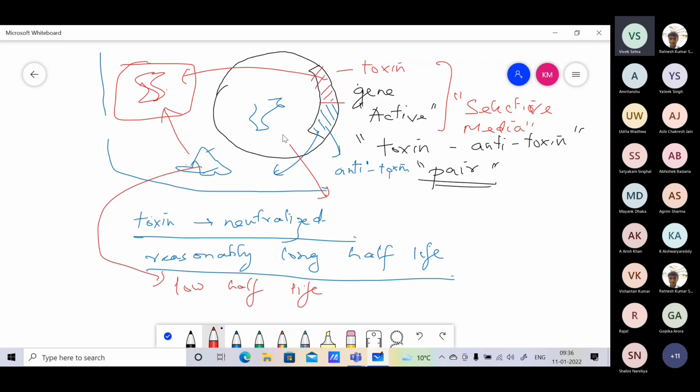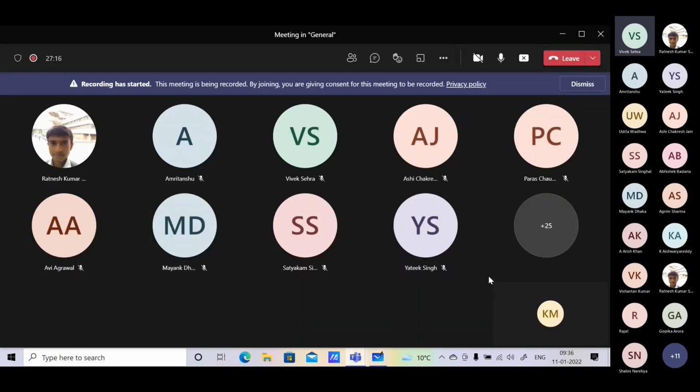So once the plasmid enters, sorry, excuse me. Once the plasmid enters, can you all hear me? Yes, sir. Hello? Yes. Yeah, so I'm just sort of checking.